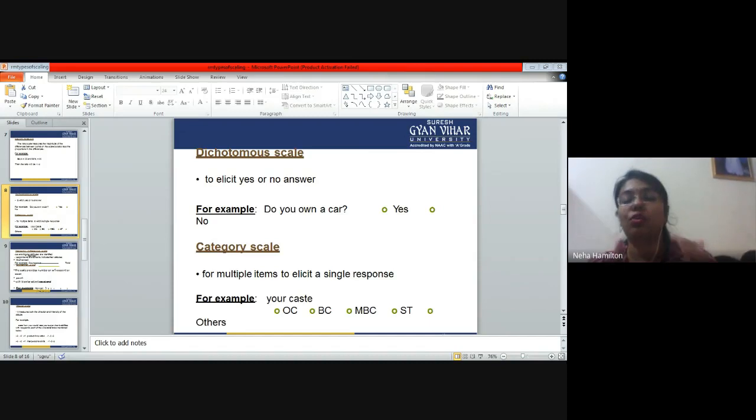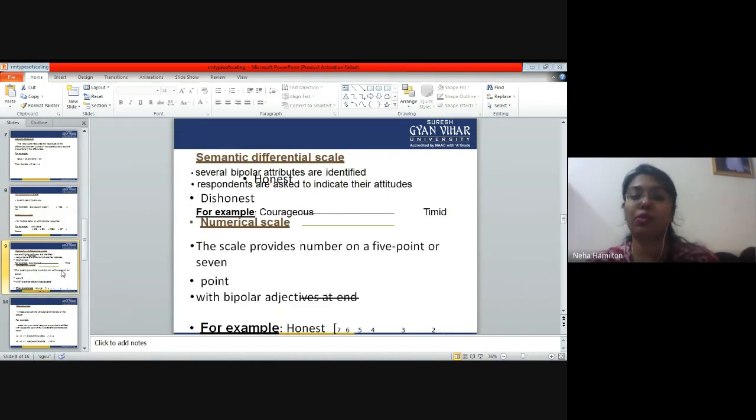In your questionnaire you have two parts. The first is the demographic part and the second is the variable part. So in the demographic part, you tend to use category scales more because you want clear-cut information about your respondents.